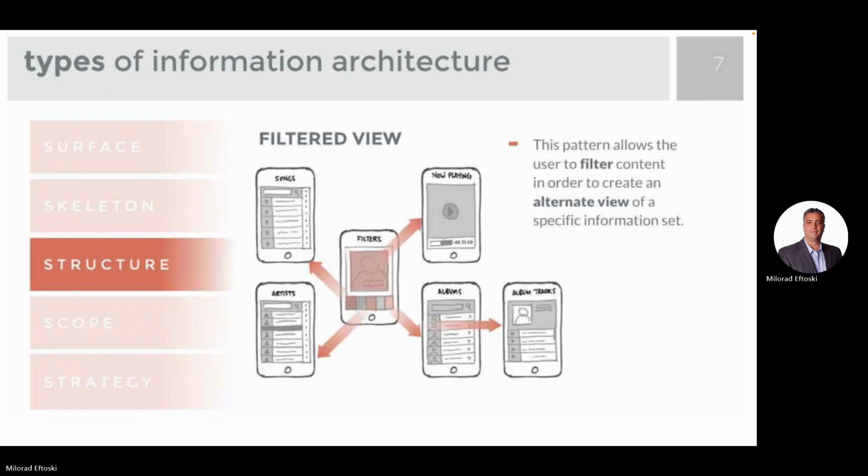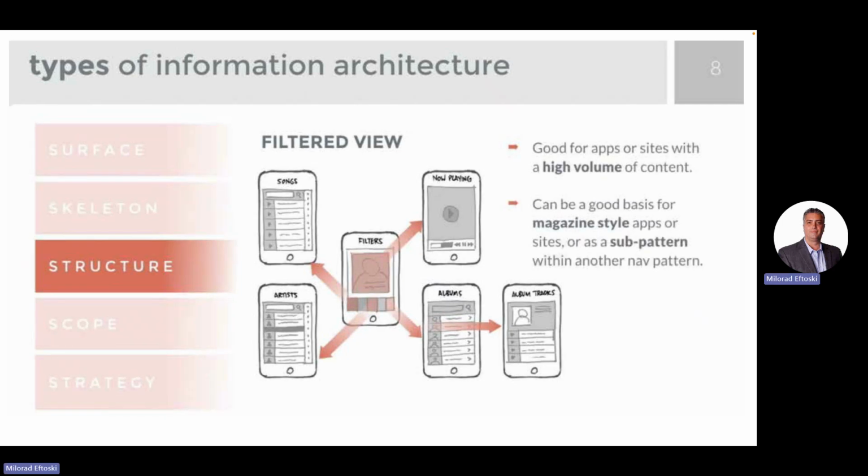Filtered view. The pattern allows the user to filter content in order to create an alternative view of a specific information set. Who can give me an example of something like this? Filtered view app on your phone. You all have this on your phone, huh? From the OS, yes, could be your contacts list. You can filter who you're looking for. How about Spotify or even iTunes? You're filtering a genre of songs or artists or whatever, and then that gives you that section. And then from there, you go forward and backwards. It's basically the filtered view or the filtered navigation screen.